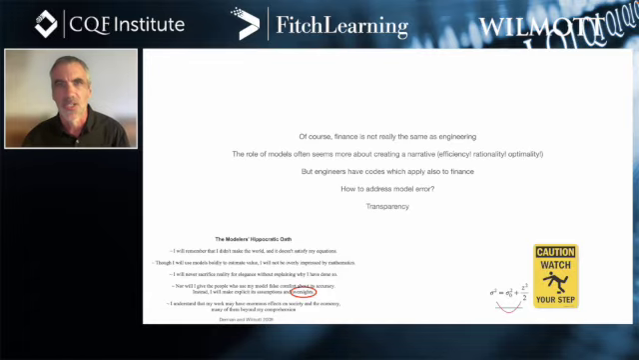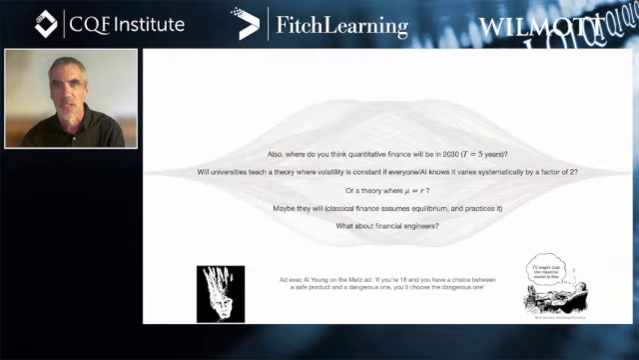Now, of course, finance is not really the same as engineering. The role of models often seems more about creating some kind of narrative, usually to do with efficiency, rationality, or optimality. But engineers have codes which apply also to finance. And the question that comes up all the time is how to address model error. A first step is transparency. As the Modeler's Hippocratic Oath mentioned, you need to make explicit the model's assumptions and oversights. And if that z squared over 2 term isn't in your model, then it's an oversight.